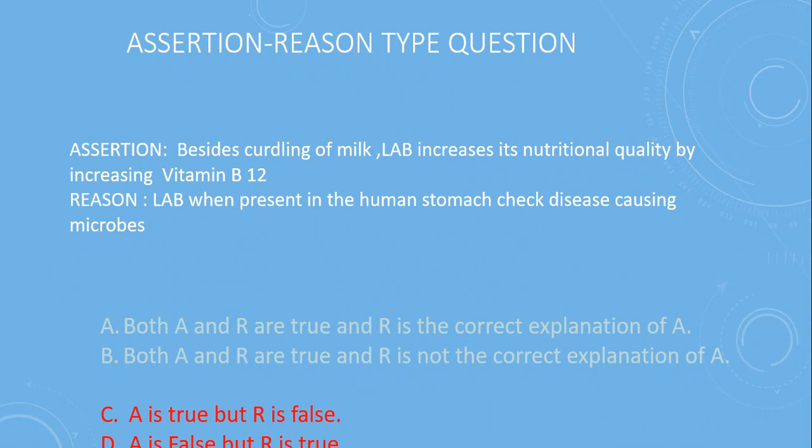So let's take an example here. This assertion statement says, besides curdling of milk, LAB increases its nutritional quality by increasing vitamin B12. Right? Correct. LAB, when present in the human stomach, checks disease causing microbes. Correct. So both statements are correct. So it should be option A or B. Now whether there is a connection between the two, let us read it with "because". Besides curdling of milk, LAB increases nutritional quality by increasing vitamin B12 because LAB when present in the human stomach checks disease causing microbes. Doesn't seem like an explanation to the assertion statement, and hence the option is B.